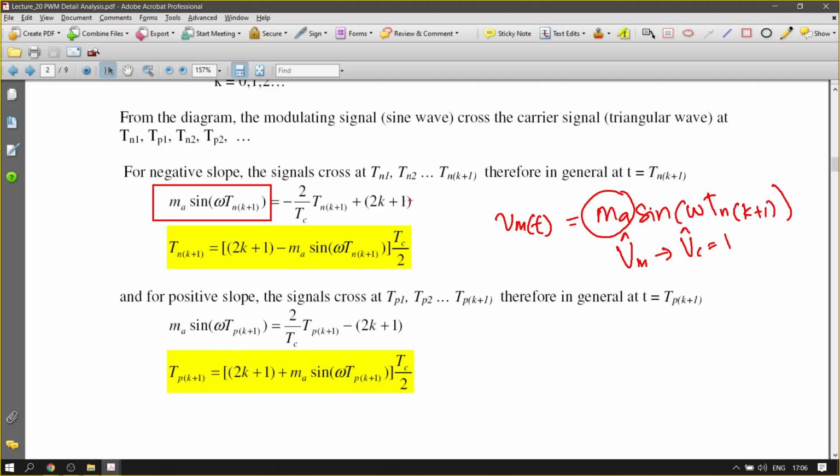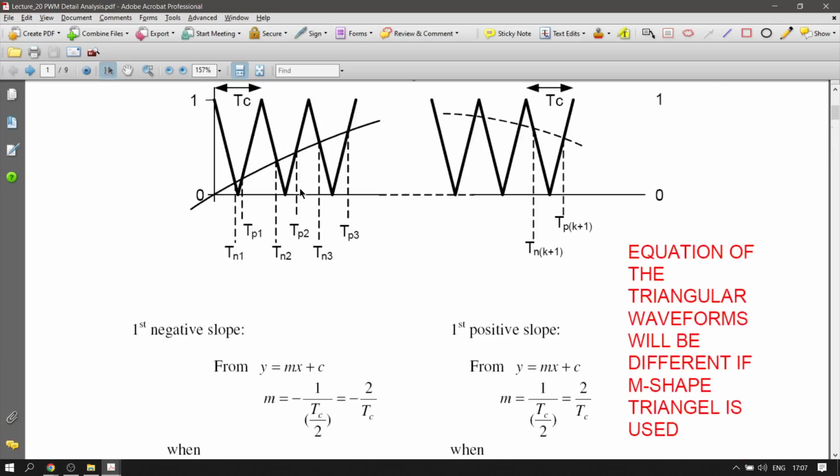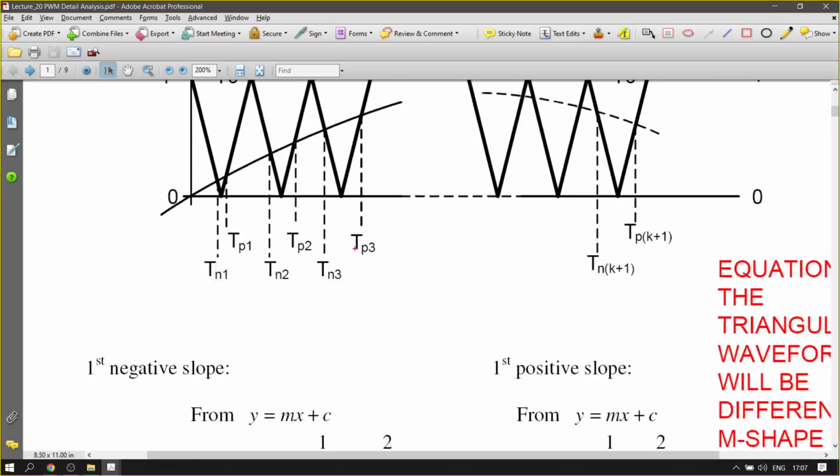Ini kita nak dapatkan apa? Bila kita, remember, if we want to get the point t_n1, we must equate, isn't it? We must equate the sinusoidal equation with the negative slope, the first negative slope equation. Then you can find the t_n1. Isn't it? Next, you equate the same sinusoidal signal equation with the positive slope equation. Then you akan dapat t_p1. Okay, itu yang kita buat di bawah ni.